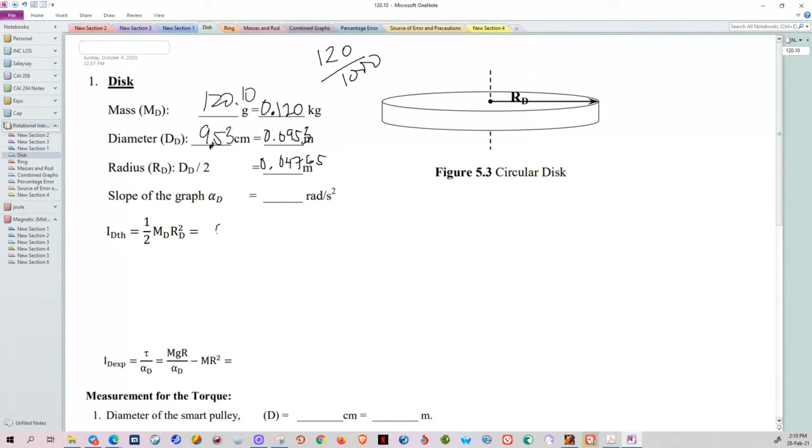Substitute the value. This is equal to 0.5. How do I get 0.5? 1/2 multiplied by the mass, 0.120, multiplied by, don't forget the unit, that's kilogram, multiplied by the radius, 0.04765, this is meter squared. What's the answer? Somebody got the answer, just one student. What's the answer, Shabab?